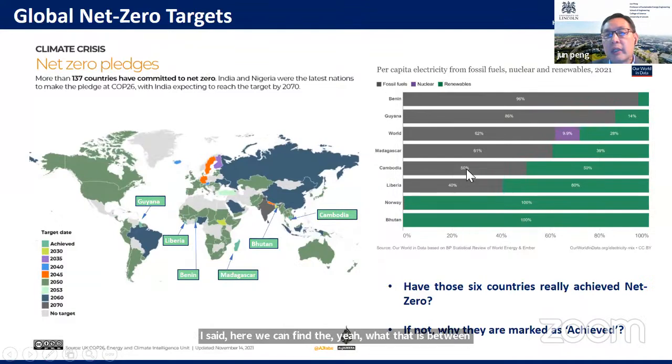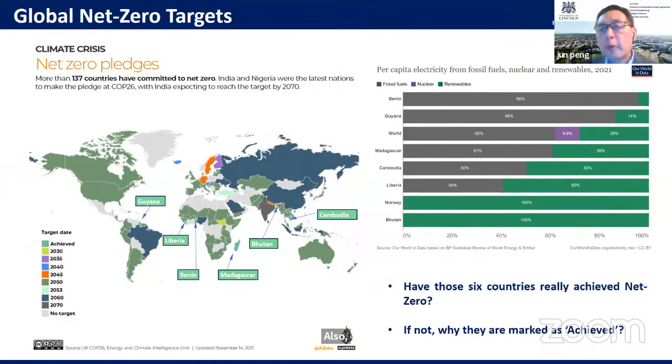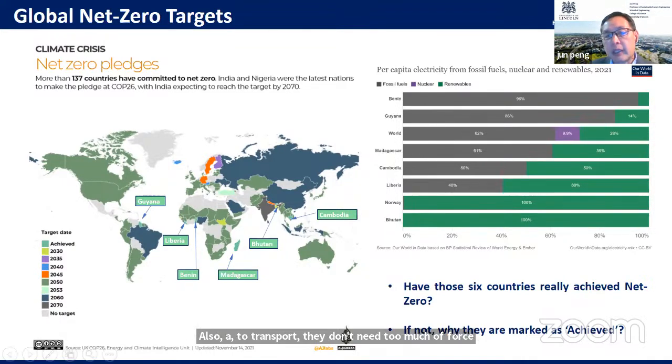Its electricity almost all comes from renewable energy for power generation. Also, Bhutan's transport does not use much fossil fuel. So Bhutan seems to have achieved net zero greenhouse gas emission. For the other 5 countries, like Benin and Guyana, they still use a big part of fossil fuel for power generation, even for other sectors. So it's difficult to say those 5 countries have achieved net zero greenhouse gas emissions.